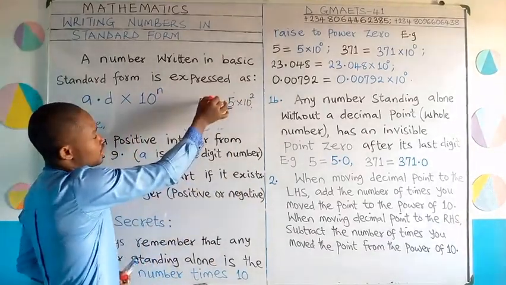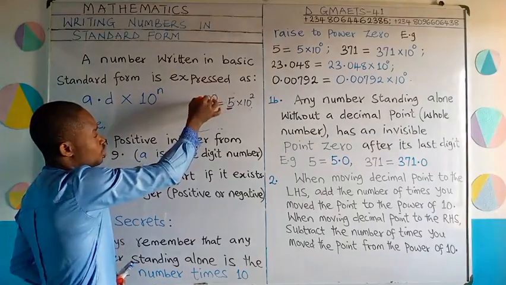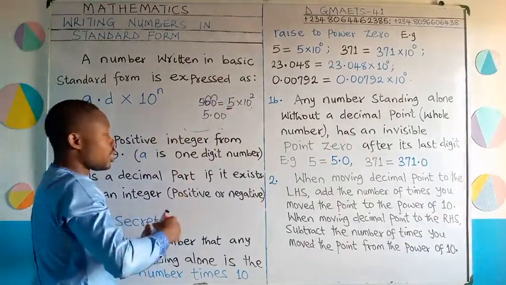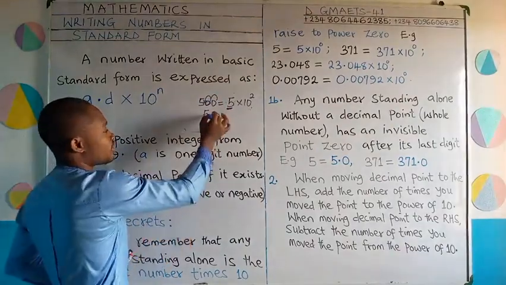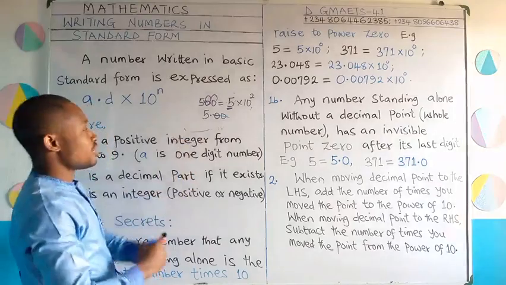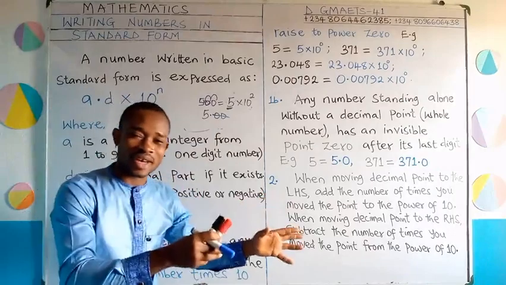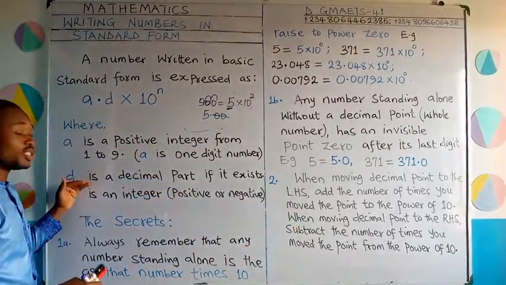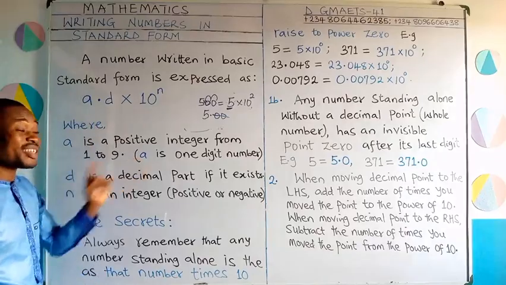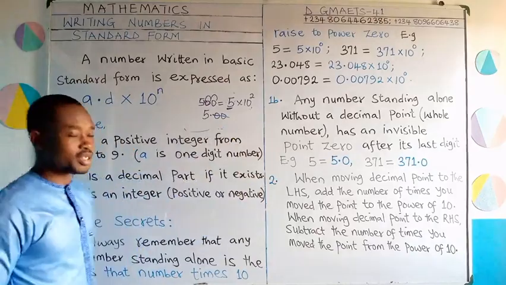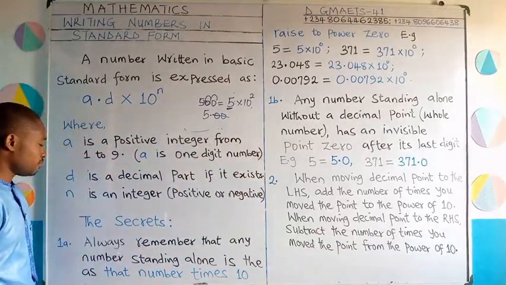Because in this case, if I move the point 1 and 2 places to get 5.00, this 00 does not mean anything. They are insignificant, so they can go off. Now you see that in this case, 5 times 10 raised to the power 2, there is no decimal part. That is why I say D is the decimal part if it exists. In the one I just claimed, of course, the decimal part exists.